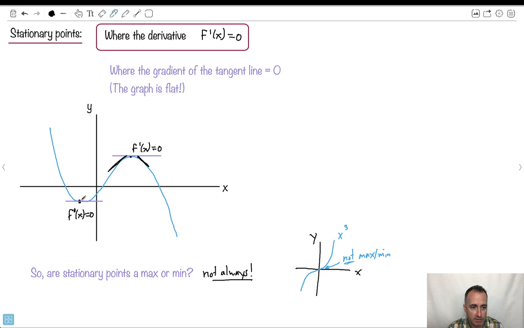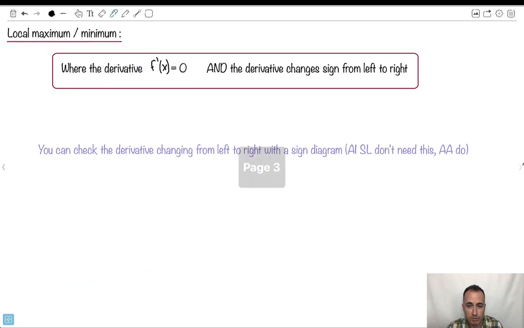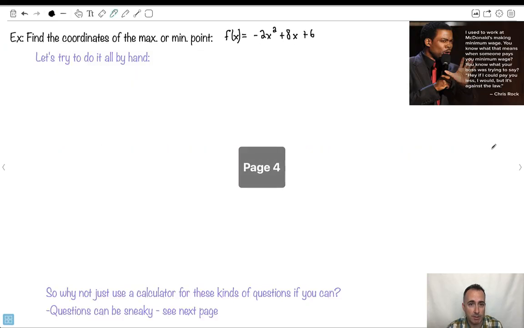Just like for this point right here, to the left of it, the derivative is negative, so it's going down. To the right of it, though, it's going positive, it's going up. Do you see it goes from down to up? Do you see the derivative changed signs? So this is what's really important here. You can check the derivative changing from left to right with a sign diagram. Now in applications, you don't have to do this strictly, but in analysis you do. I'm going to show you anyway because it's not such a hard thing to do. I'll show you with an example maybe.